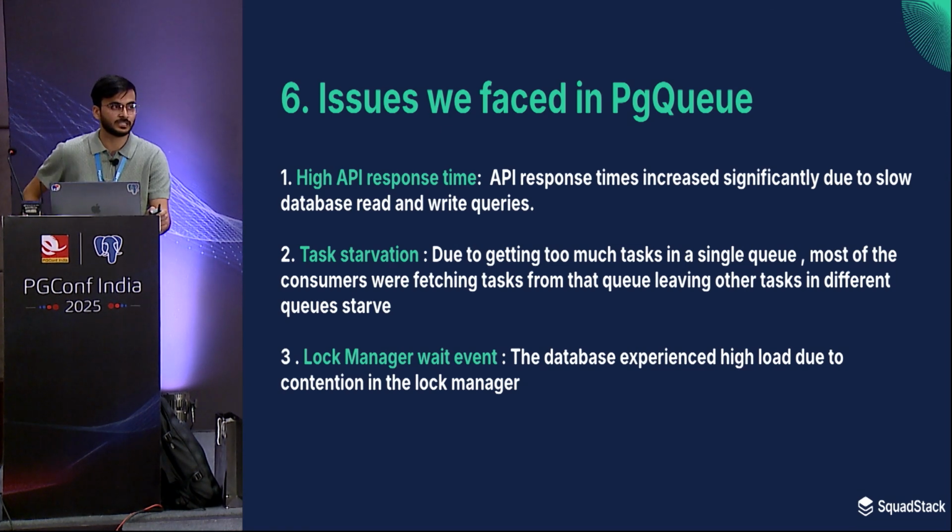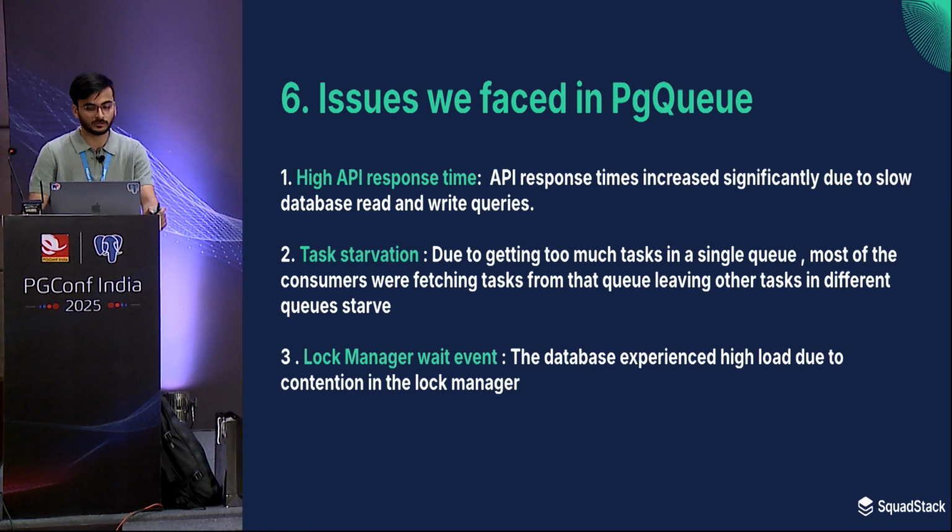Now the main section related to Postgres, the issues we faced in the PGQ. The first issue we faced is high API response time. Basically, when we shipped this feature, we saw the response time of some APIs increase. Why is that? Because the DB load had increased over time, and inserting and reading queries was taking some time, like 1 or 2 seconds more. So that was the overview.